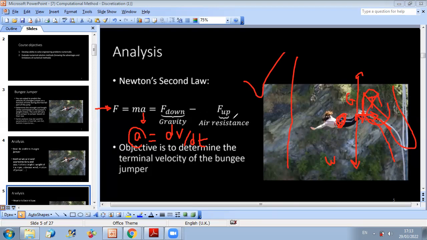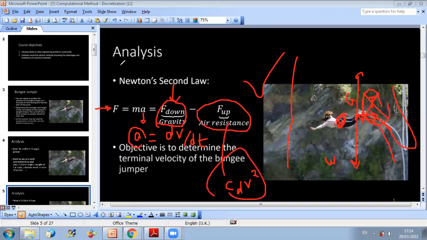But when you are studying the fall, you have to consider the gravity. We will not call it free fall. In free fall, you just consider gravity. But here also you will take into consideration the air resistance, which is related to the velocity. So we know that air resistance is the drag coefficient times velocity square. So we have a relation between air resistance and the velocity of the jumper.